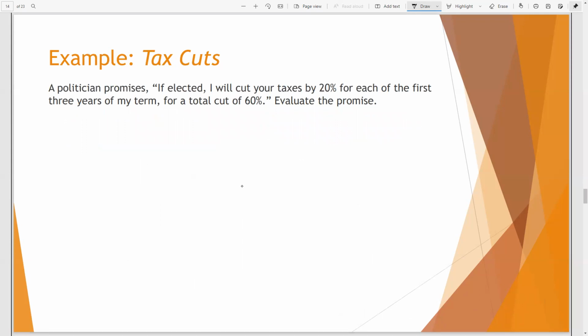Now about the tax cut. It's also step-by-step cutting. The politician promised that, well, if elected, the cut of the tax is 20% for each of the first 3 years of the term. But he claimed that the total cut is 60%. So we try to evaluate the promise.